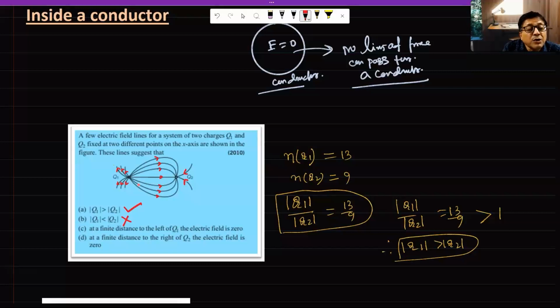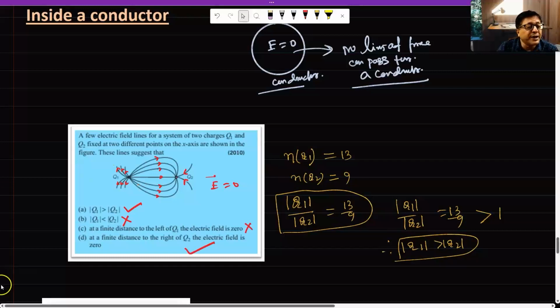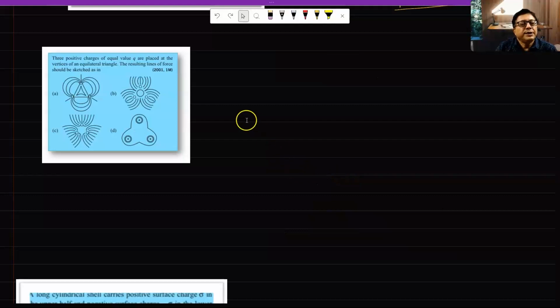But it is not on the line segment joining these two, because Q2 is negative. So it will be on the right side of Q2. At this point, electric field will be 0. So this is incorrect, this one correct. Options A and D are correct. This question came in the 2001 IIT JEE paper, a 1 mark question.